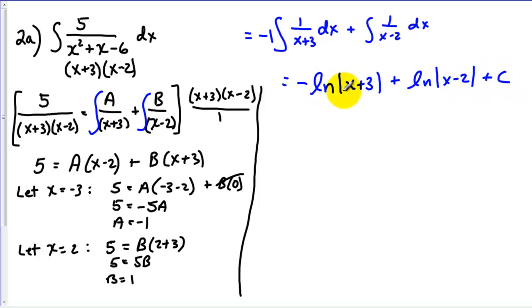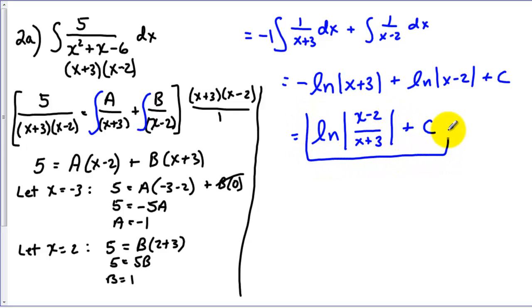And we could potentially leave the answer like that, but I can condense using my logarithm properties. So the subtraction, this will go in the denominator, so we can condense to a single logarithm of x minus 2 over x plus 3. And that will be our final answer. So that's the answer for 2A. I hope you were successful in getting that answer, working the problem yourself.